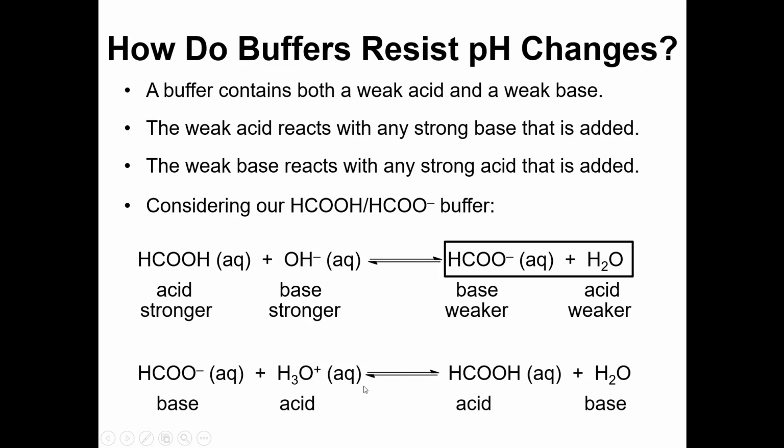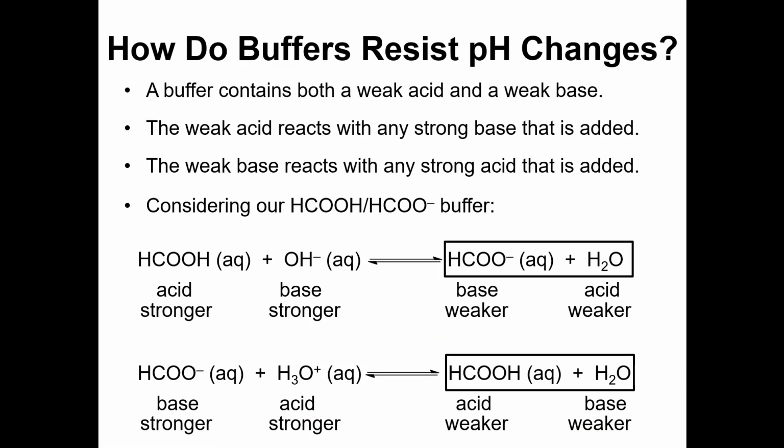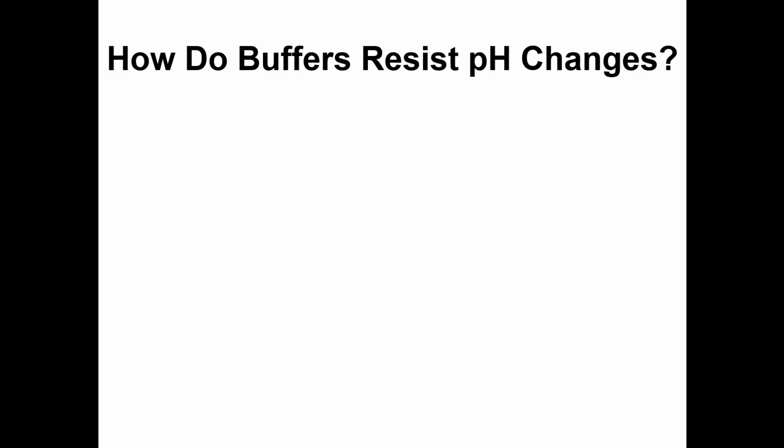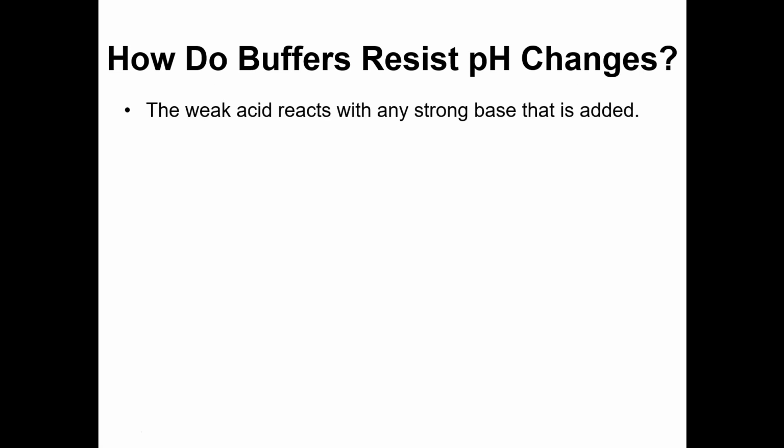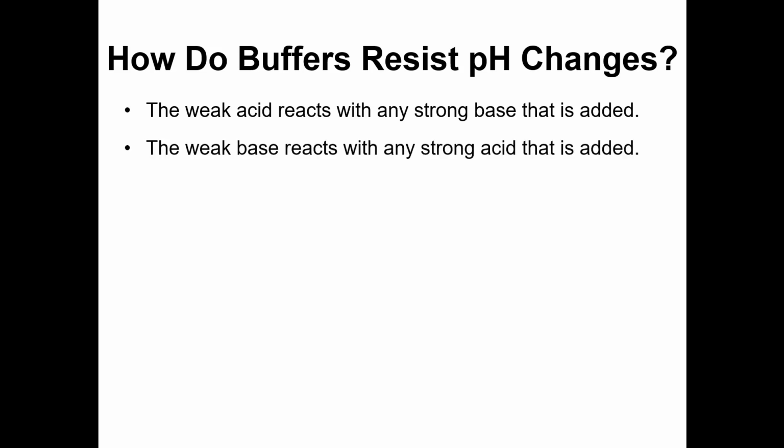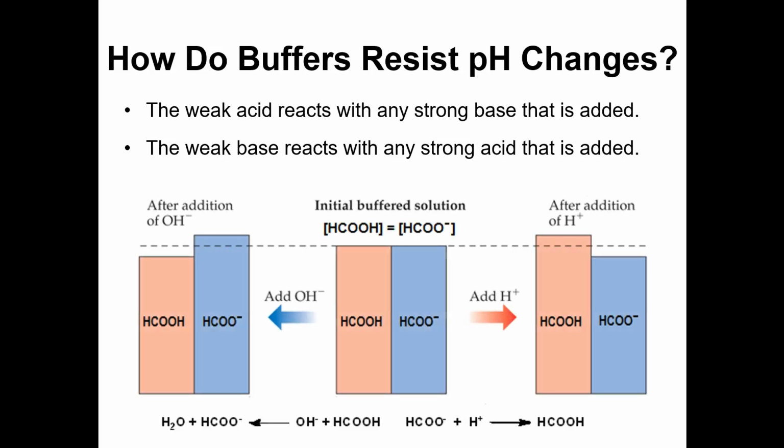Once again, I can define which is the base and which is the acid on either side, and then I can compare them. Hydronium is a much stronger acid than formic acid, so this is the strong side, this is the weak side. This equilibrium is going to very strongly favor products. And so if I add strong acid, it will also disappear because it will react away. Let me show this to you in a more graphical form. And once again, this is just to show the weak acid is going to react with any strong base we add. The weak base is going to react with any strong acid that we add.